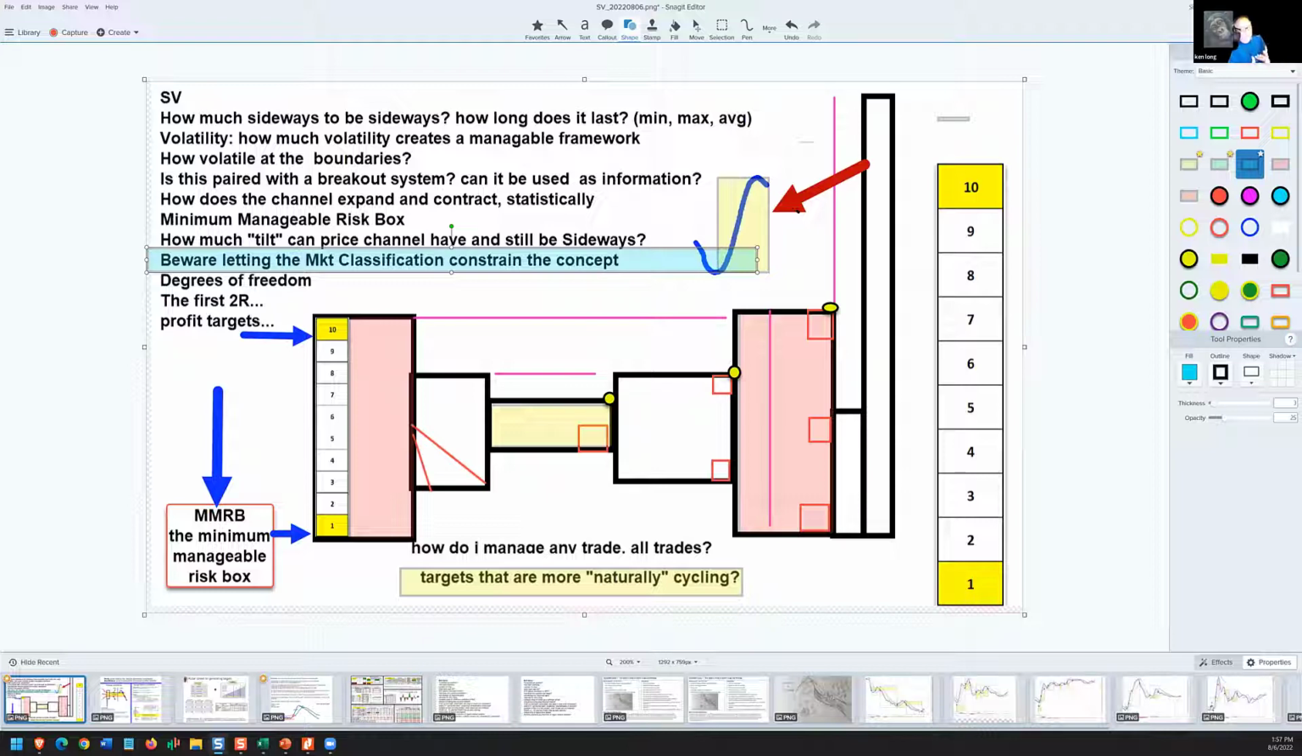But that's one of the reasons that you keep designing these systems before you need them, so that when the old ones go out of phase, you have something that's already ready to go. I think that's about what I wanted to say on this one, except I want to come back to this one about the targets that are more naturally cycling or more naturally sideways.